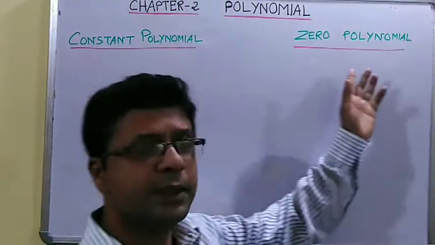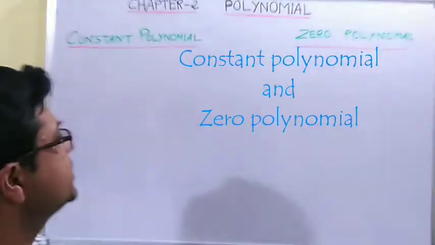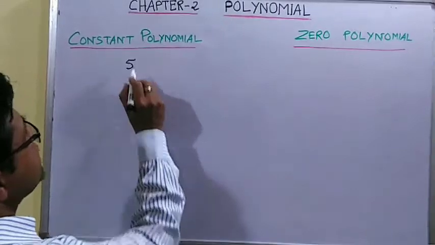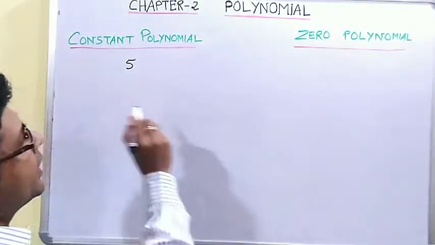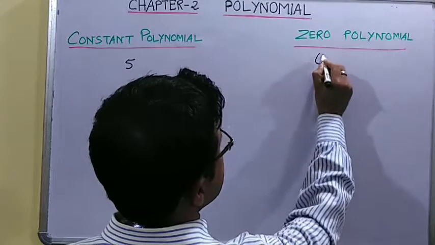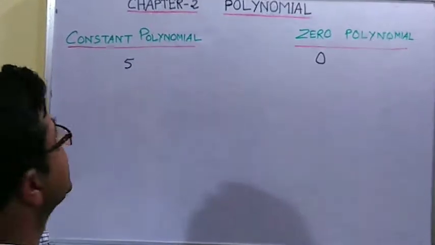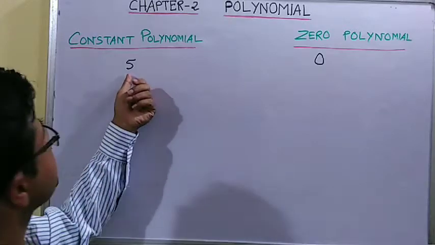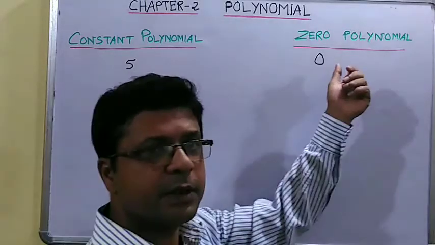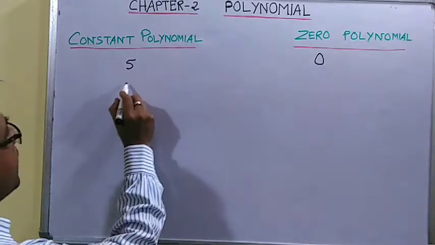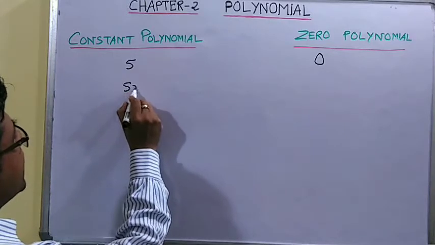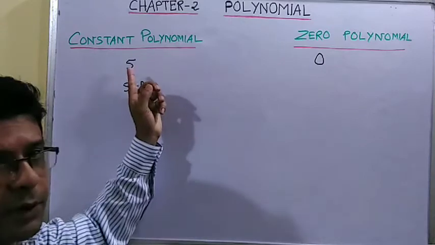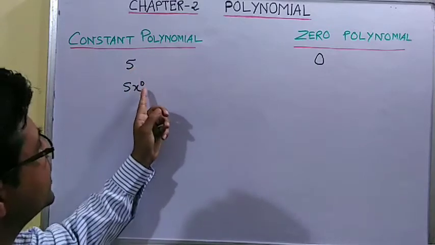Constant polynomial and zero polynomial. Constant means any term, suppose 5, which is independent of the variable, and zero polynomial is 0. 0 is called the zero polynomial. Now here we want to know the degree of this constant polynomial and the degree of this zero polynomial. You see, 5 can be expressed as 5x to the power 0. So what is the degree of a constant polynomial? Any constant polynomial, it is 0.